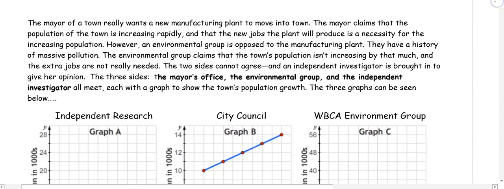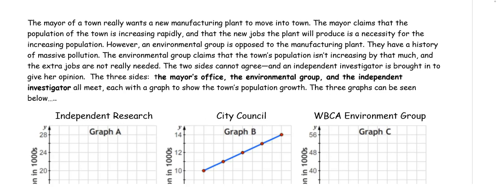So let's look at interpreting graphs now. The mayor of a town really wants a manufacturing plant to come into town. The mayor claims that the population of the town is increasing rapidly and that the new jobs the plant will provide are necessary for the increasing population.